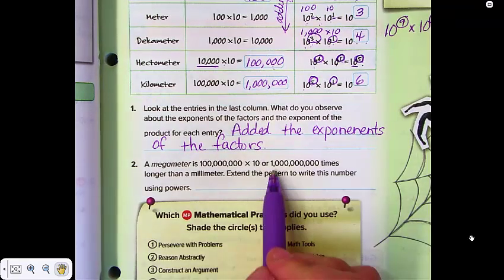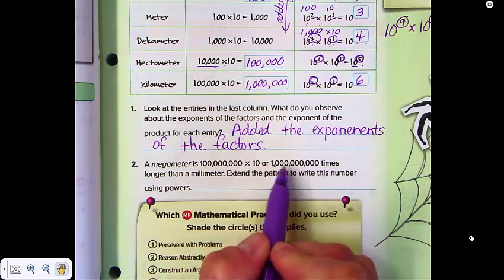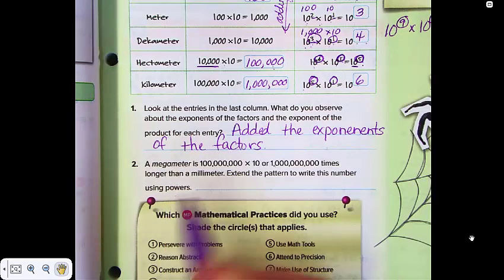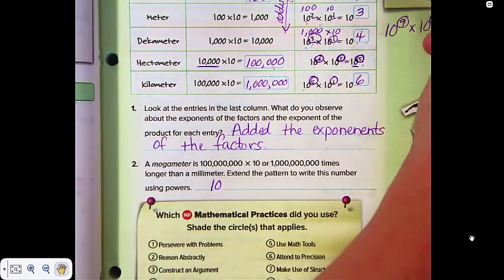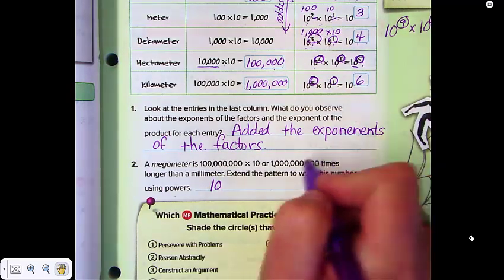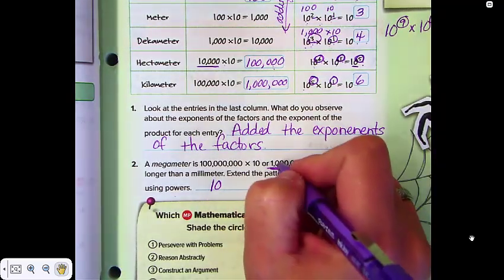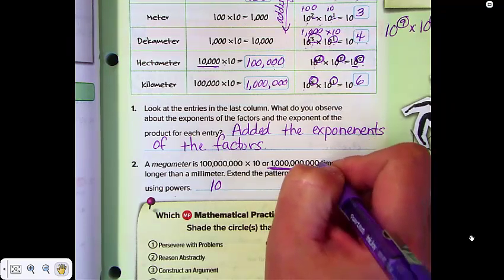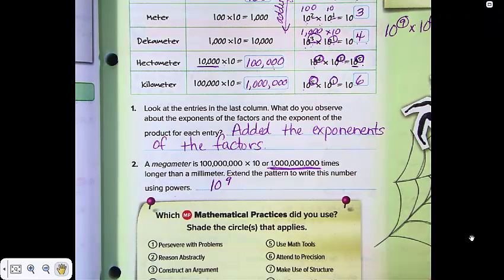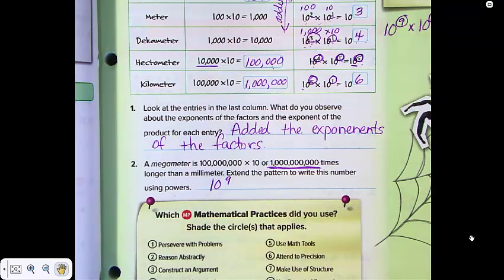Well, an easier way to do this would be to count my zeros. Tens are easy because I can count my zeros. And it says extend the pattern to write this number using powers, which means I want to start with a base of 10 because that's what my base has been all along here so far. And I want to figure out how many tens I have to multiply together to get this number. Well, count the zeros. I have 1, 2, 3, 4, 5, 6, 7, 8, 9. So because I have 9 zeros, I have taken 10 to the 9th power, because remember, the higher I went up in my power, the more zeros I added. Okay?